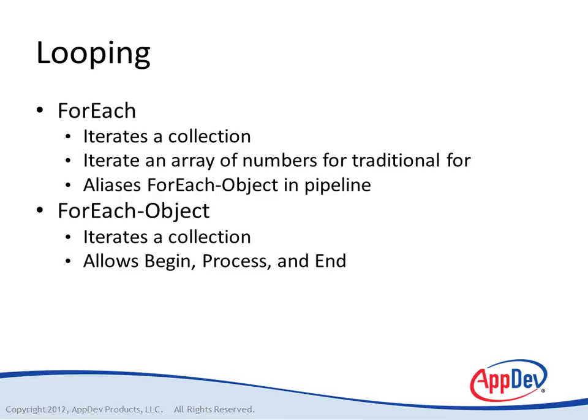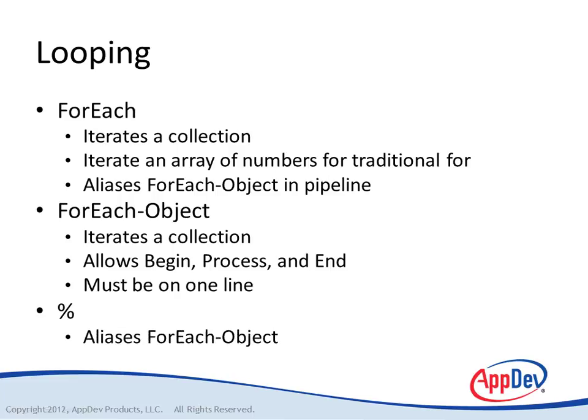Now, if you do this, it needs to be on one line. Finally, there is a symbol which is the percent sign, and the percent sign aliases ForEach-Object. This is a syntax that throws a lot of people off when they're new to PowerShell because they'll often see the percent used to do a loop, and we'll take a look at that right now.